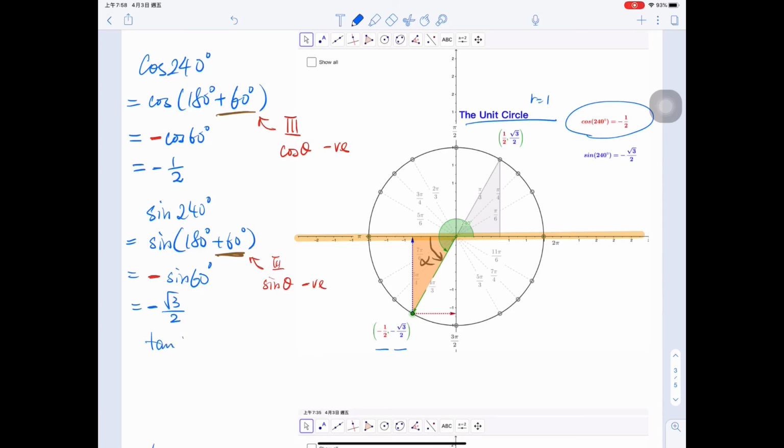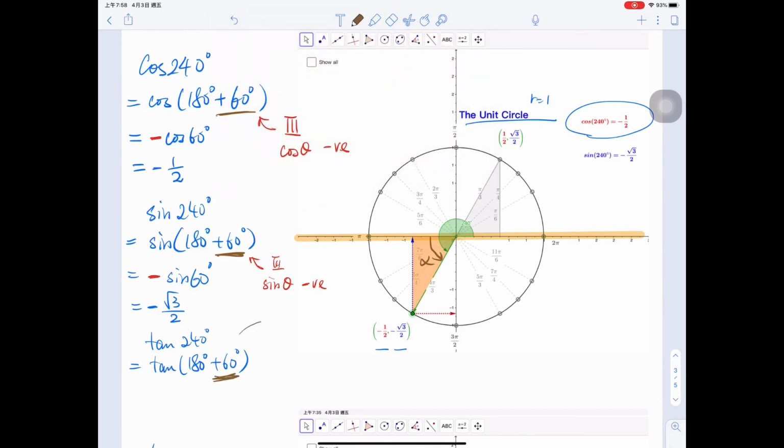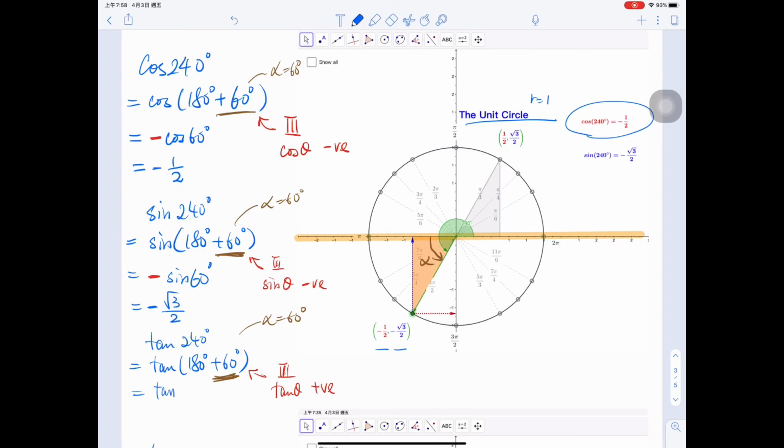How about tangent 240 degrees? Tangent of 180 plus 60 degrees. Okay, so here is the reference angle, alpha and alpha. Think about tangent. In quadrant 3, tangent theta is, yeah, this time positive. So tangent 60 degrees. Okay, so as a result, y over x. So this one is root 3.